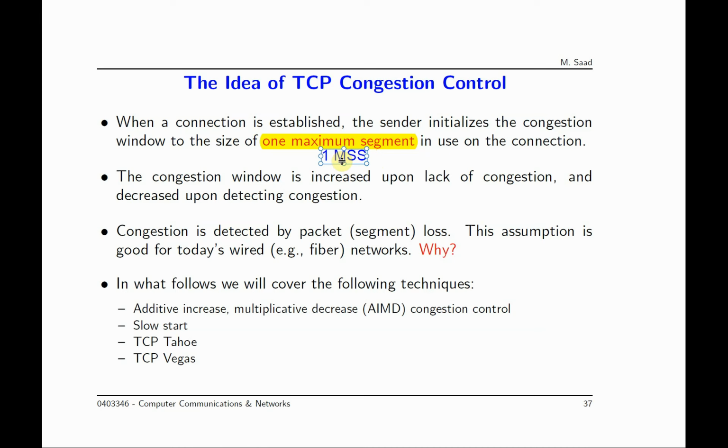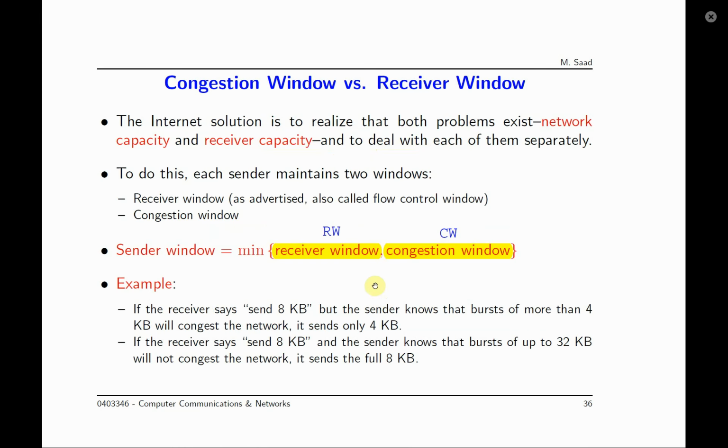Imagine that the sender is allowed to send 3 kilobytes in total. So given the values of the receiver window and congestion window, using the top example here, imagine that the receiver window is equal to 8K and the congestion window is equal to 4K, which means that the sender window is equal to 4K. So according to these numbers, the sender is allowed to send 4 kilobytes in total.